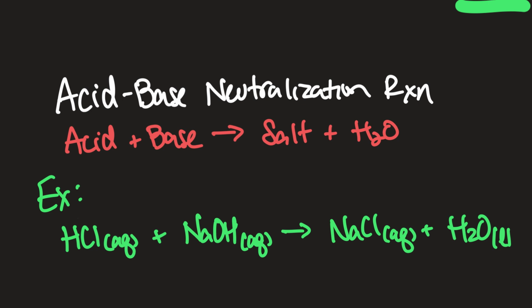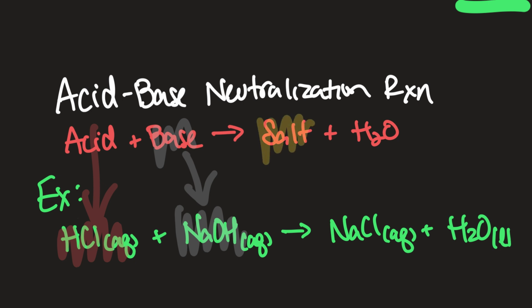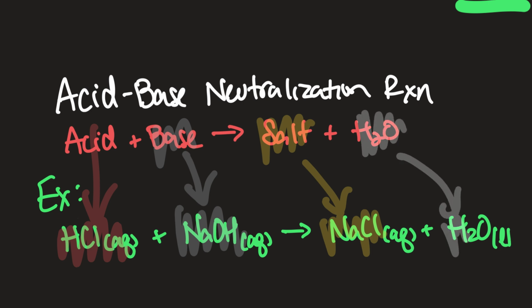Okay, so we have HCl. So HCl here is our acid. NaOH is our strong base. Okay, so here, if you notice, we'll make our salt. So that's our sodium chloride. And then you produce water, and water is water. Okay, so that's your acid-base neutralization.